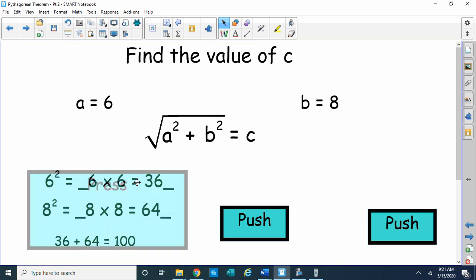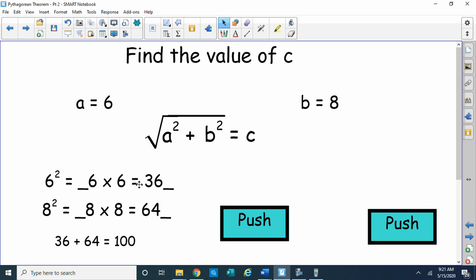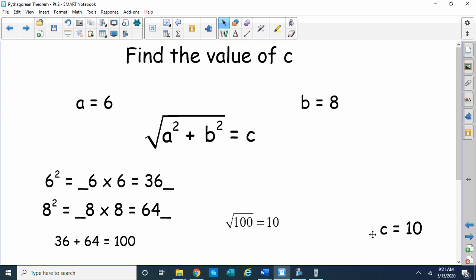So let's see what we did. We squared 6, that gave us 36, squared 8, that gave us 64, and we added that together, that gave us 100. So now we have to do the square root symbol this time. So the square root of 100 was 10. So our answer for c would equal 10. So that one was a little bit tricky, that we had to do the square root of the answer this time. So once we added our products, we ended up getting a square root of that. So that one was a little bit tricky.